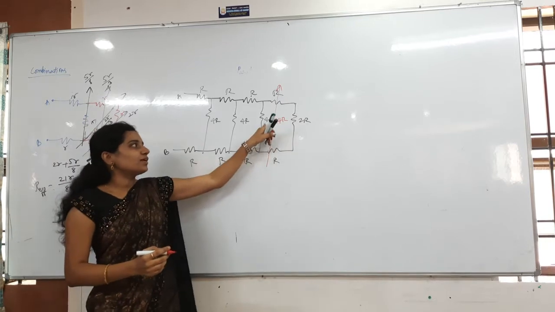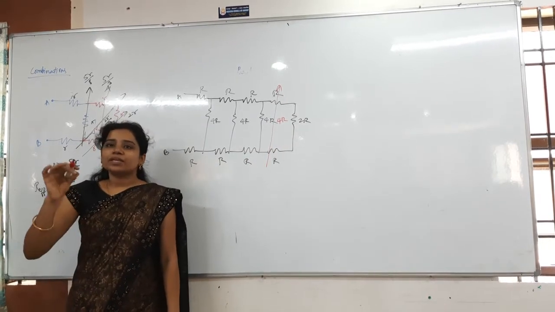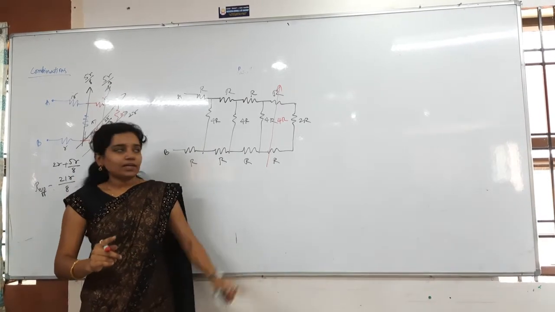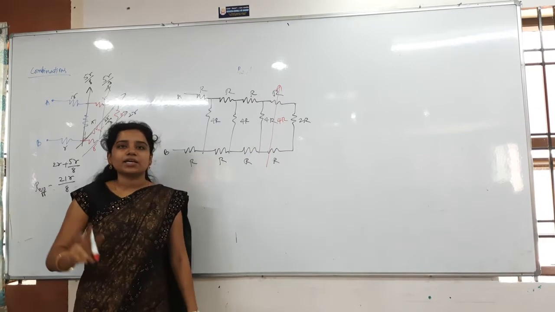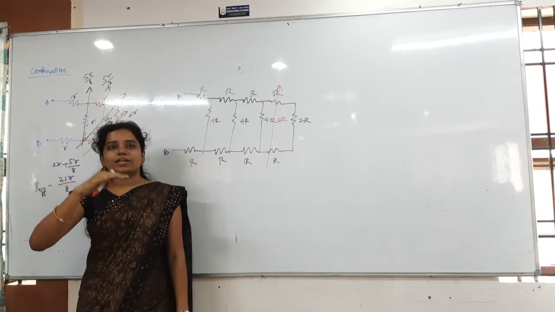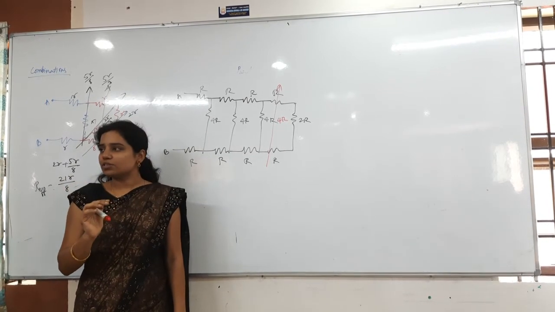Now this 4R and 4R, in which combination? Parallel combination. Where equal resistors are there, you will get R by N. So for 4R and 4R, how many resistors are there? 2 resistors. So what will you get? 4R divided by N, which is 2. 4R by 2, nothing but 2R you will get. That is how you have to solve.